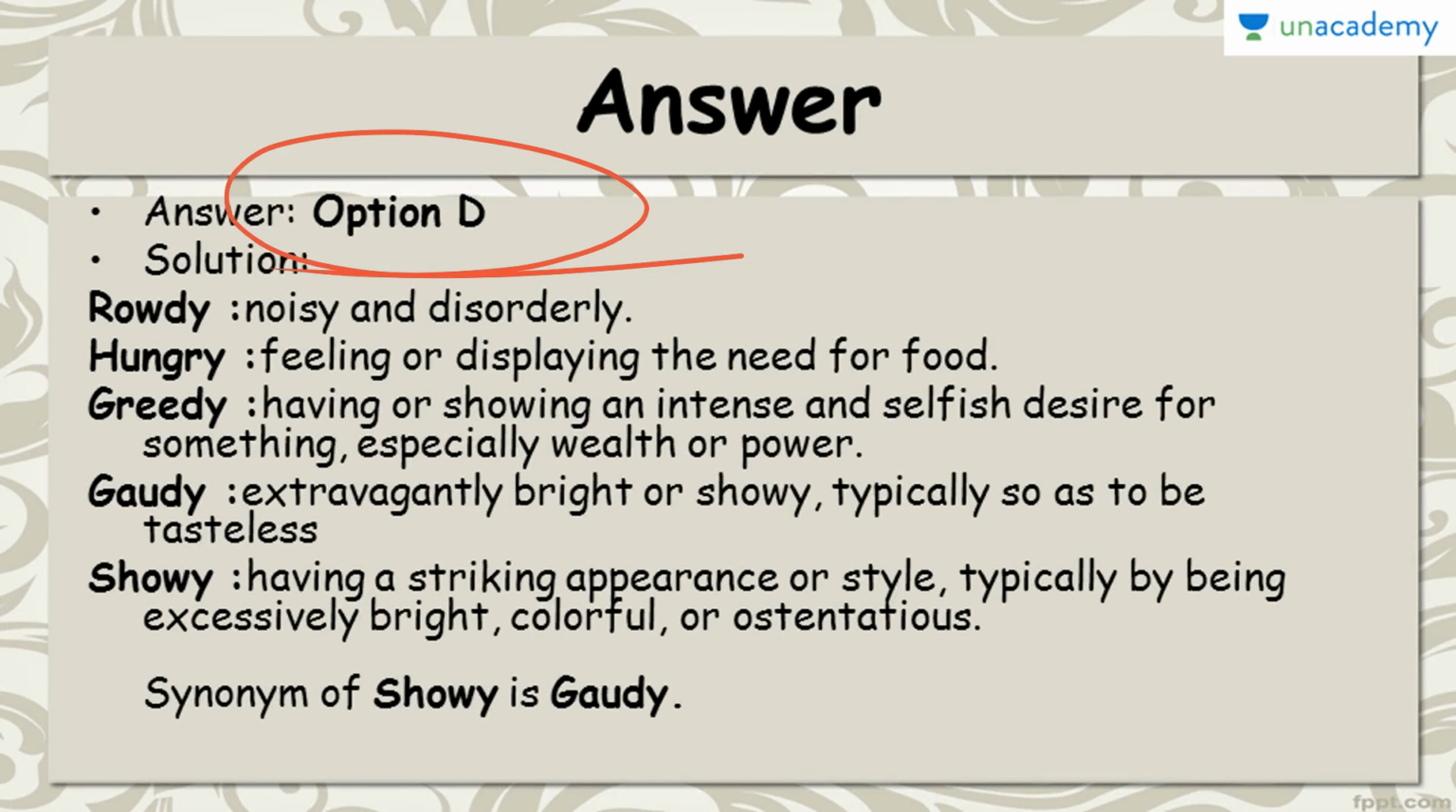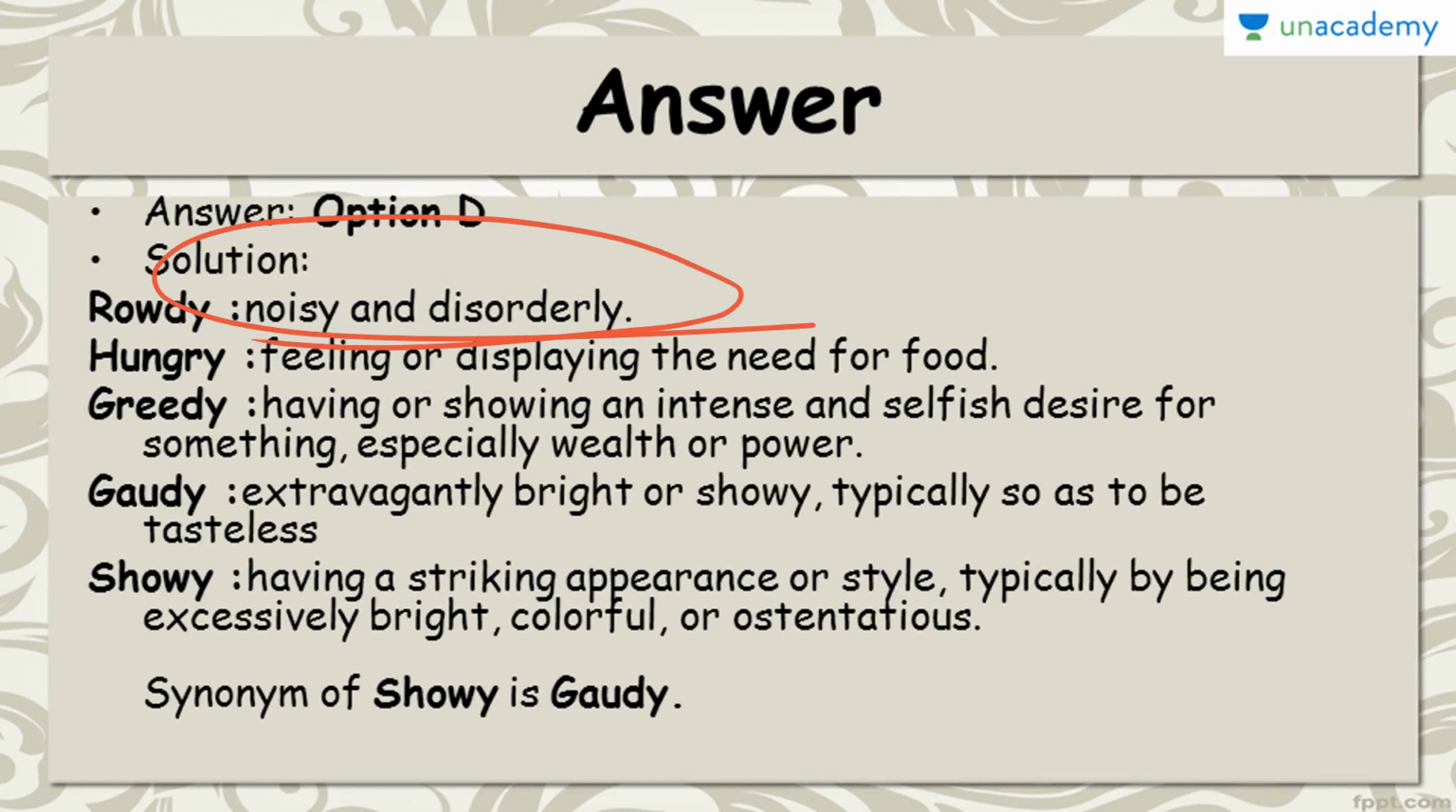Why? Rowdy means something which makes noise, disorderly. Hungry is to feel the need for food. Greedy is to have an intense or selfish desire. Gaudy is to be extravagantly bright or showy, and you seem to be tasteless when you are a gaudy person. And showy means to have a very striking style, and you're being excessively bright, excessively colorful or ostentatious, showy again, and therefore gaudy and showy are synonyms to one another.